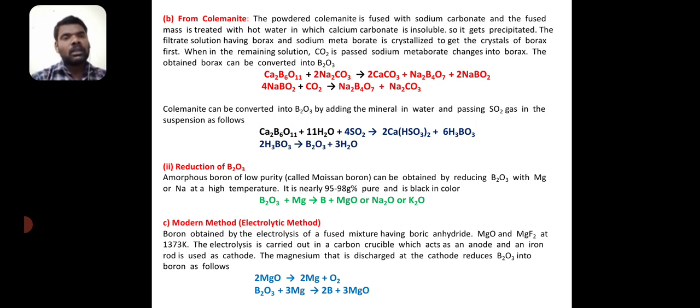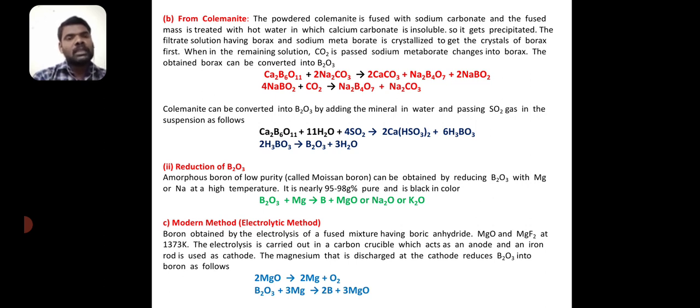Another method: we can get B2O3 from colemanite. The powdered colemanite is fused with sodium carbonate and the fused mass treated with water, in which the calcium carbonate is insoluble, so it gets precipitated. The filtered solution has borax and sodium metaborate, which is crystallized to get crystals of borax first. Into the remaining solution carbon dioxide is passed, and sodium metaborate changes into borax. The borax obtained can be converted into B2O3.